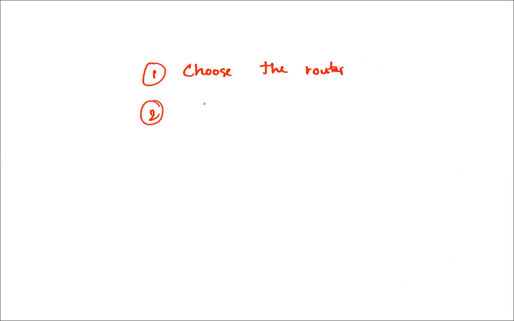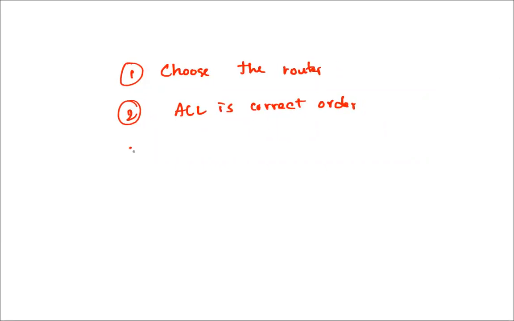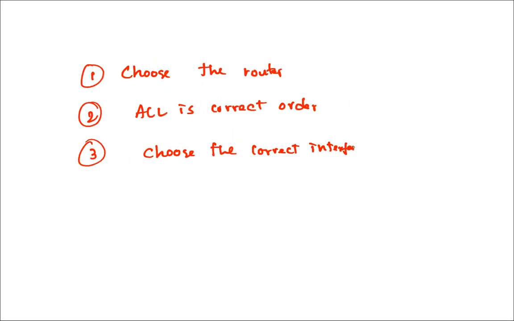Next, after choosing the router, you have to have the ACL in the correct order. That is, after choosing the router, go and create the ACL, but in the correct order. Next, you have to choose the right interface. Choose the correct interface in that router, because if you choose the wrong interface, it doesn't work. Last one is you have to choose the correct direction.